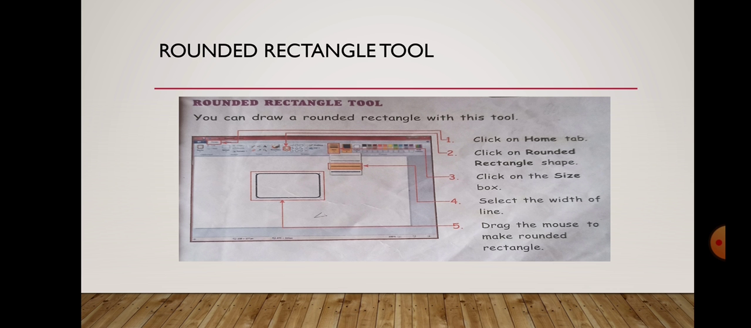Then we will click on the size. Now what is the meaning of the size box? The size box indicates which size of line we need for the rounded rectangle, whether thin lines or thick lines. Then we will select the width. Then we will drag the mouse in the painting area to make the rectangle. In this way we can make the rounded rectangle.